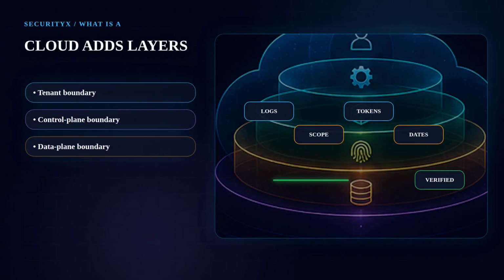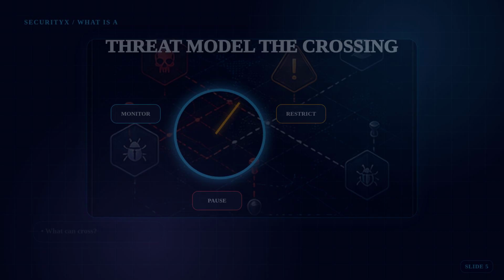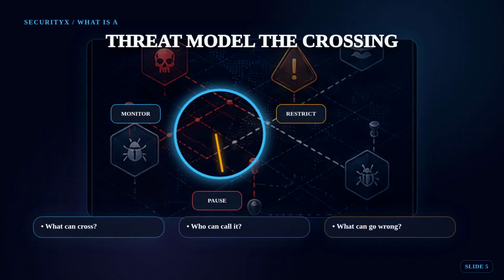In cloud architecture, one system can have several trust boundaries at once. The tenant boundary, the cloud control plane, the workload network, the identity provider, and the data store may all require different decisions. Threat modeling becomes practical when you ask boundary questions. What crosses this line? Who is allowed to call it? What input is accepted? What happens if the caller is hostile or already compromised?